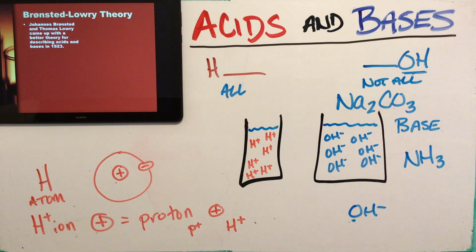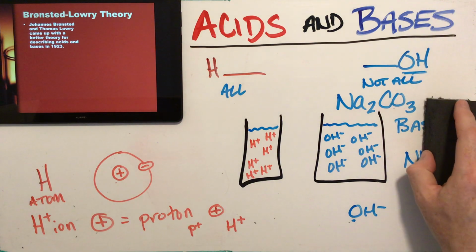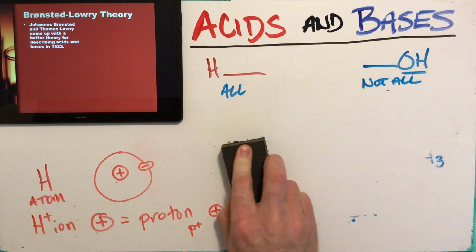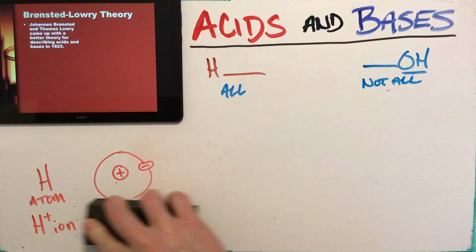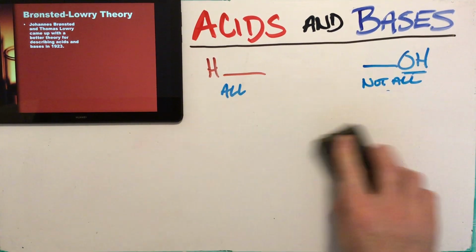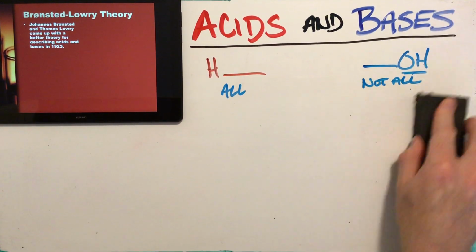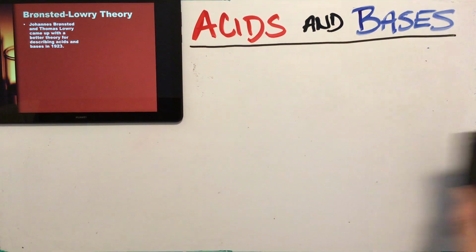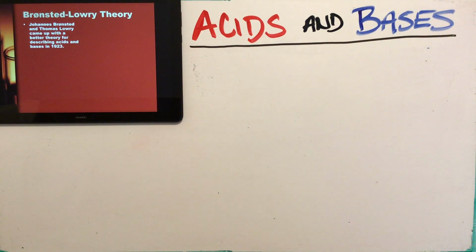Okay, so we'll move on to our second theory. Now, this is the accepted theory. This is the Bronsted Lowry theory, and this is two gentlemen in chemistry. And they were similar to Arrhenius in their explanation, but not exactly the same. And you'll see what I'm talking about here. So you have Johannes Bronsted and Thomas Lowry. They came up with a better way of describing acids and bases in 1923.